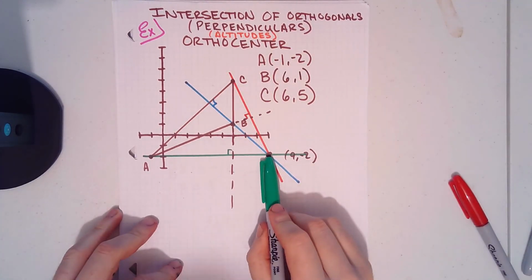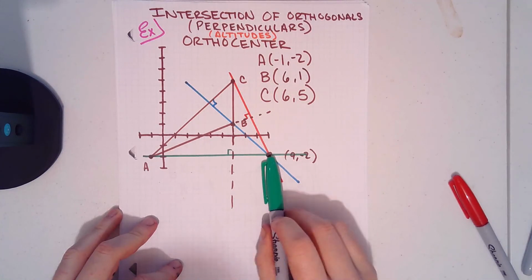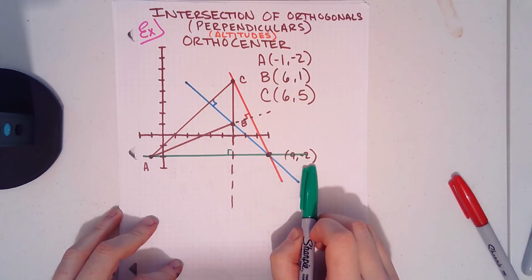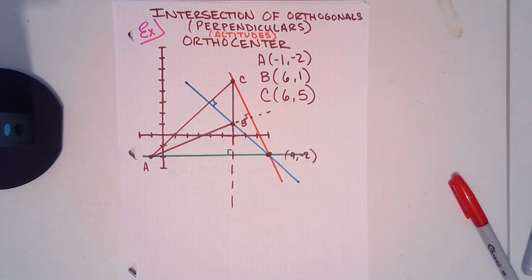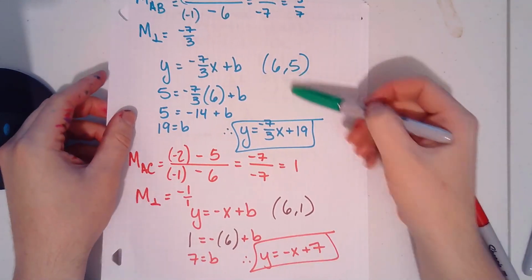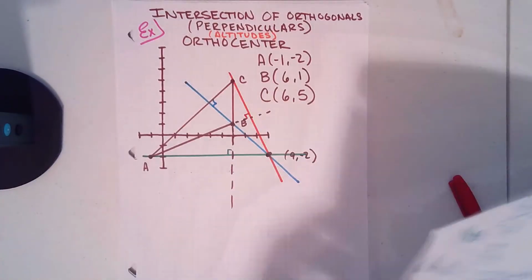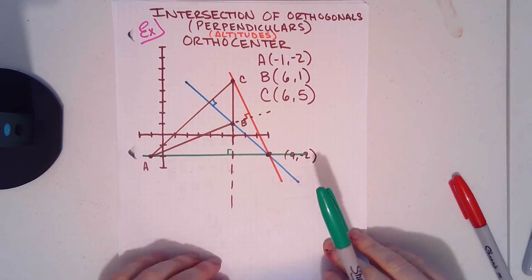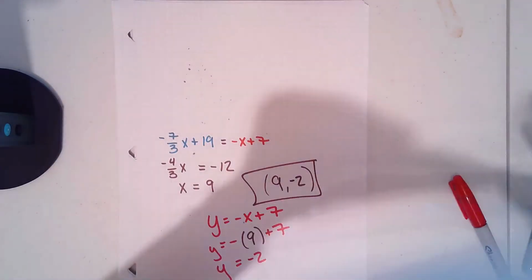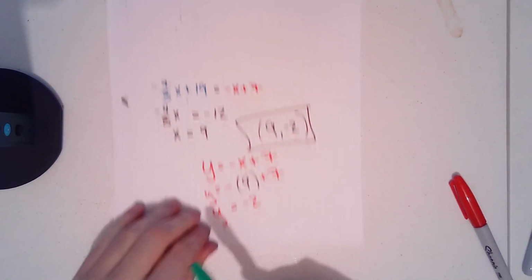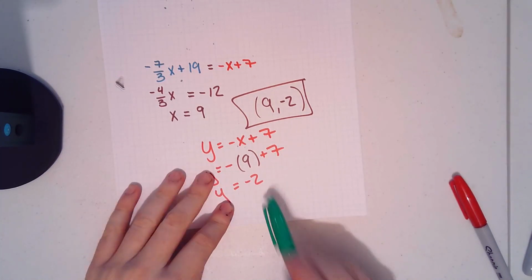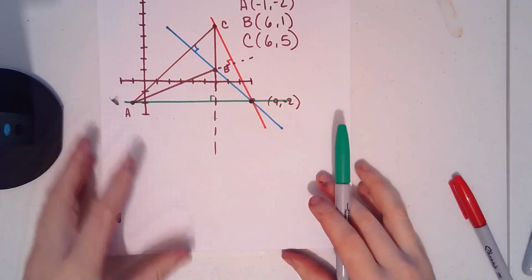At their intersection point, we found the orthocenter, which was at 9 comma negative 2, and we did that by taking the two equations that we got from those two lines, the blue line and the red line, and setting them equal to each other. And when we did that, we found that x was 9, and we found that y was -2, and that's where our orthocenter is.